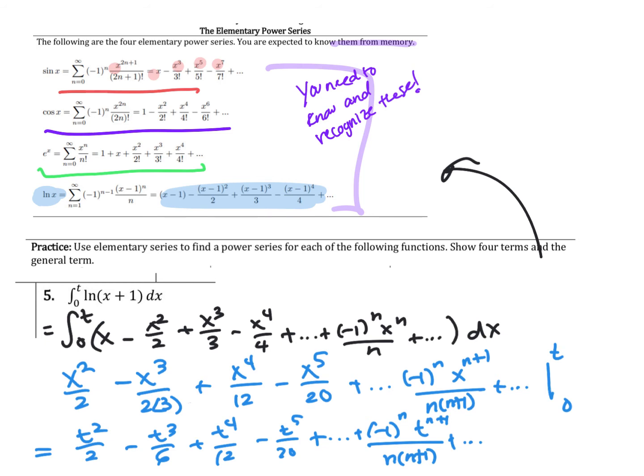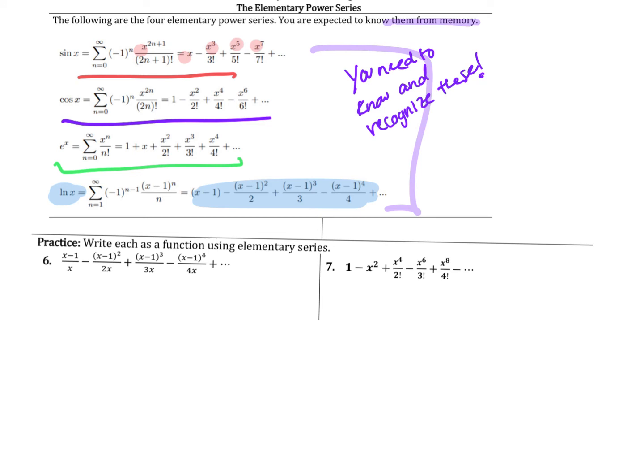Now we're going to move into recognizing some elementary series, and I'm going to try and help you identify the things that I look for when I'm recognizing those. I'm going to keep those series on the top up here so that you can see them, but let me go ahead and get some problems down here for us. Okay, here we have 6 and 7. We are given two series, and we are being asked to write each as a function using an elementary series. So we are being told that each of these is an elementary series. We need to figure out which series it is.